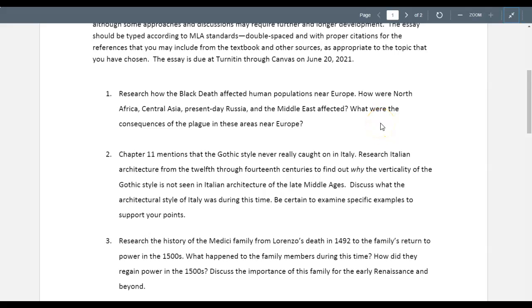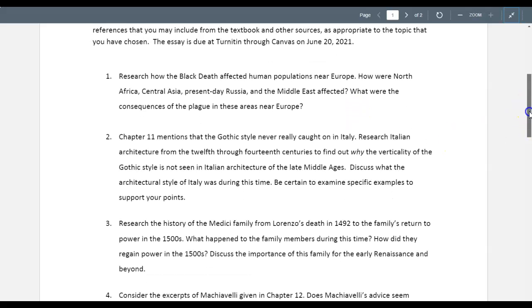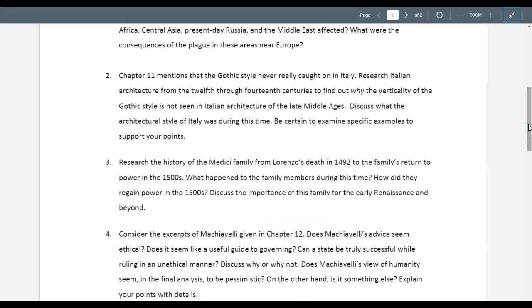Would be to discuss the contemporary pandemic and how it relates to what the population of the era of the Black Death, the Middle Ages, the early Renaissance, what they suffered. In chapter 11, it also talks about the Gothic style. So I ask you to look instead at what is called the Italian architectural style during this era, because Gothic stayed more to the north. It really becomes a style to the north in areas such as France, the German states, even England. But Italy itself did not really embrace the Gothic style so much.